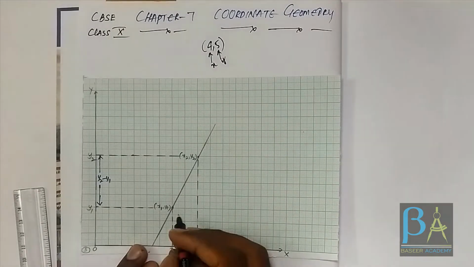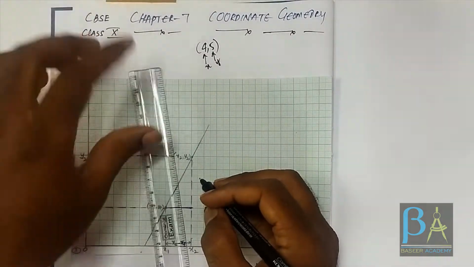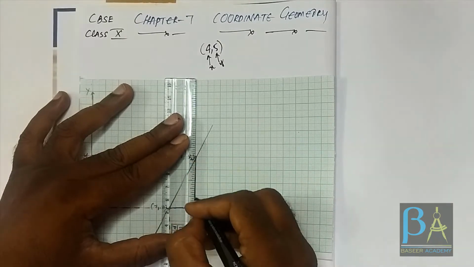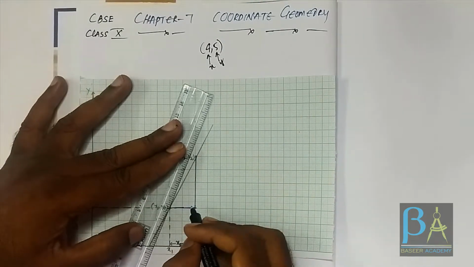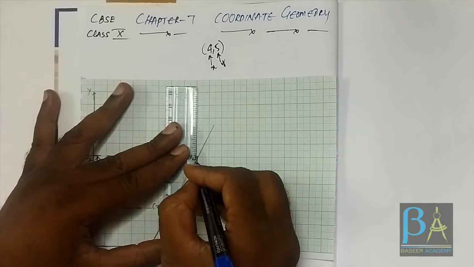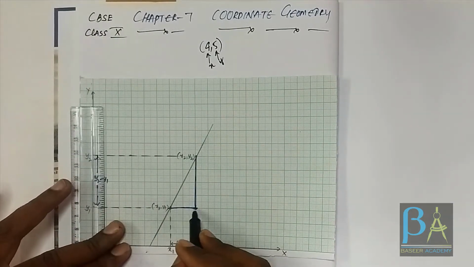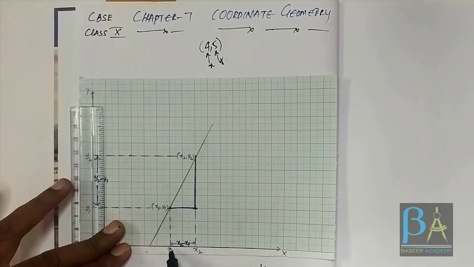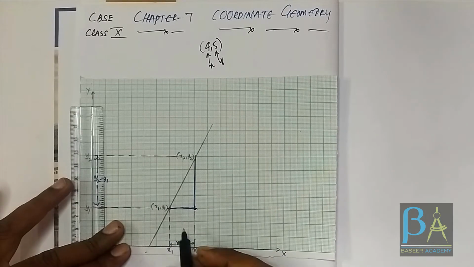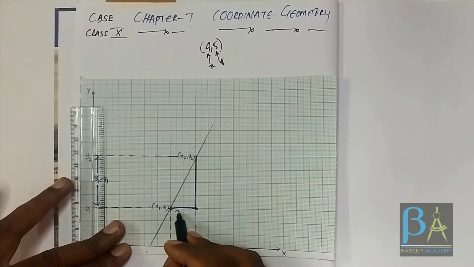What we can perhaps do is draw a right angled triangle here like this. Let us draw a right angled triangle like this. What do you suppose this distance should be? Since this distance is x2 minus x1, this distance also should be x2 minus x1.